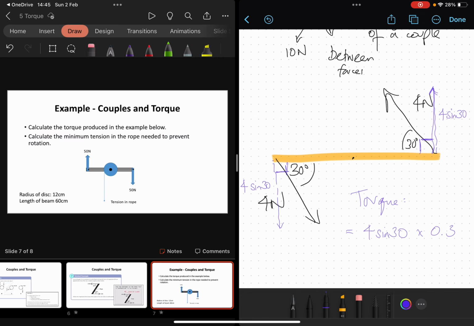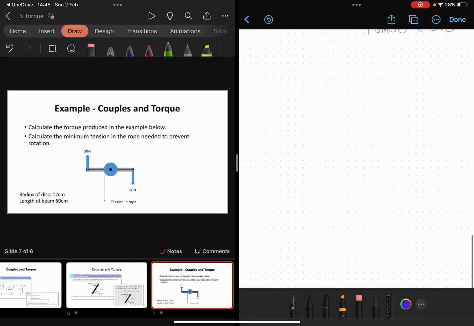Now we can link what we've looked at here with torque with moments. And here's a good question where you've got moments and you've got torque. So let's just recreate the diagram. Have we got a couple? It looks like we do, doesn't it? Because we've got 2 equal and opposite forces perpendicular to the line between them. So those two 50 Newton forces are acting as a couple.